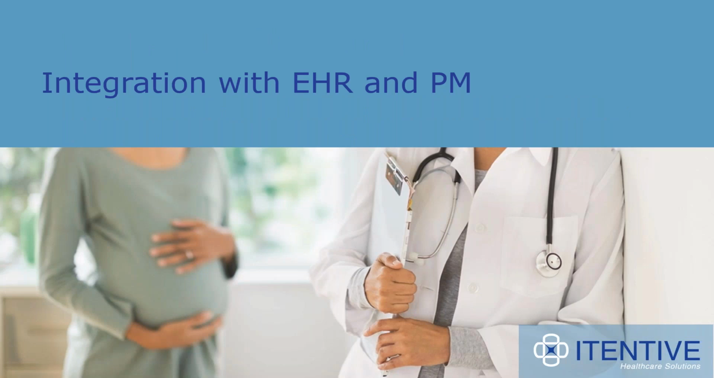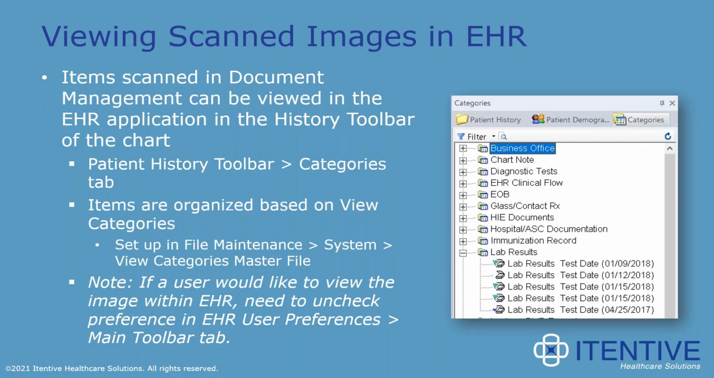So after our users have gone through all of those steps to acquire, file, and then finally post those images in document management, they're available to be retrieved where we'd actually need them most in our EHR and our PM applications. So to view items that have been scanned in to the system in the EHR, you would go into the History toolbar and select our Categories tab. Our items here are organized by those view categories that we set up in File Maintenance, just to help users find what they're looking for.